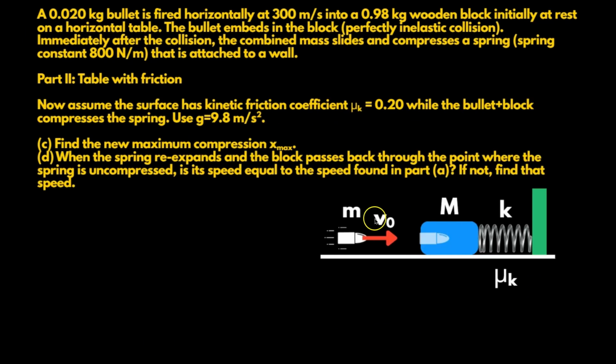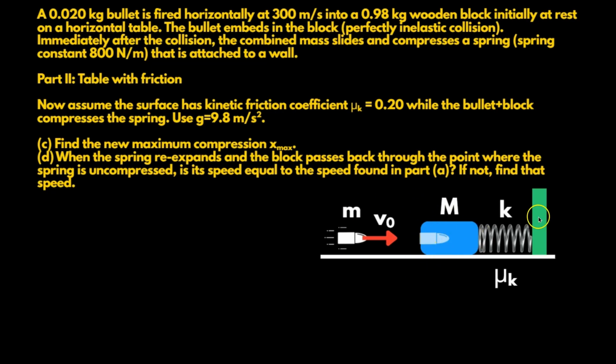Now we're going to analyze this situation with friction. Now assume the surface has kinetic friction, coefficient mu k is equal to 0.2, while the bullet block compresses the spring. Use g equals 9.8 meters per second squared. Part C, find the new maximum compression x max. The bullet block will still be moving with the velocity that we calculated earlier. The friction does not affect that stage of the problem.